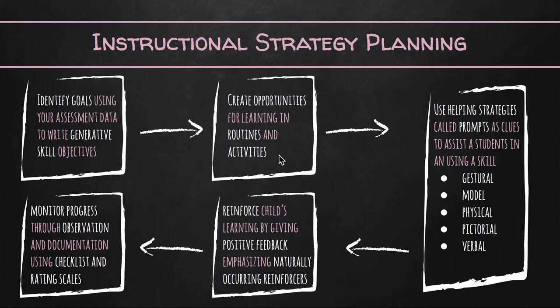The fourth prompt is a pictorial prompt, and these are visual cues that help the child accomplish the skill. This is where they see pictures of something and they know what they're supposed to do there or where they're supposed to go. Many times when we look at autistic children or nonverbal children, we give them pictorial clues as choices.